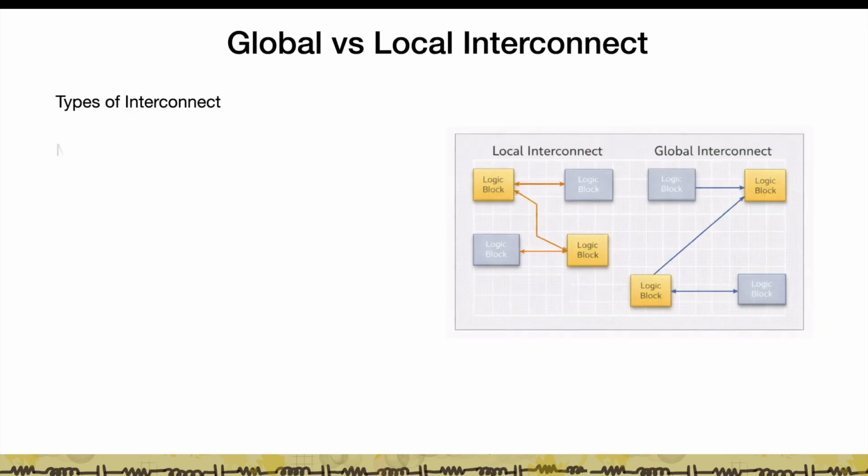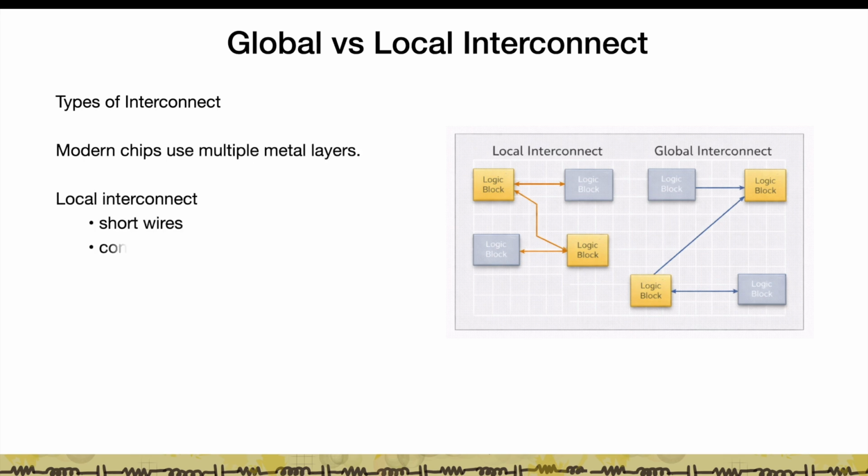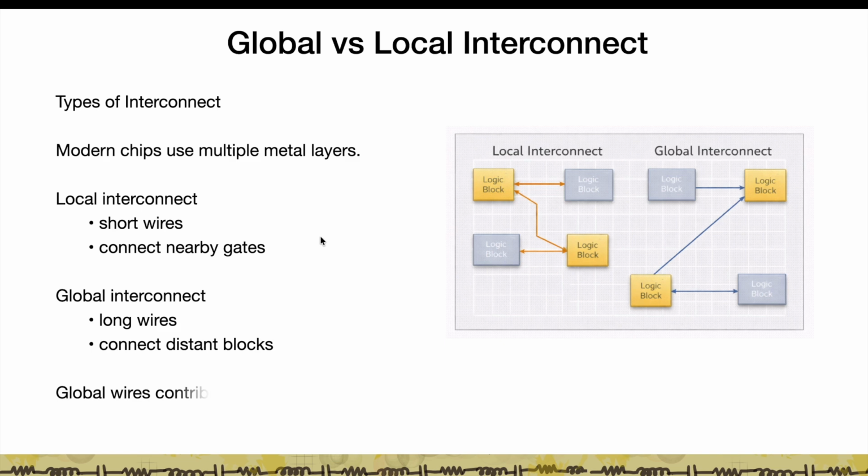Not all wires on a chip are created equal. Modern designs use a hierarchy of metal layers, and the type of wire determines the delay profile. Local interconnect lives on the lower metal layers. These wires are short, connecting gates within the same logic block, and their delay is typically small and manageable.